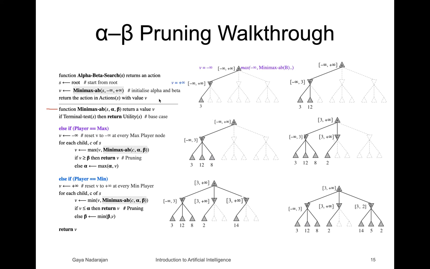Okay, so now we're at this level, and we just follow the algorithm. V is plus infinity. And now we're going to, in turn, look at every child of B, because this is depth first search. This is how depth first search works. So if you didn't get it the first time, you probably will get it now. So for each child C of S, V is now going to have the minimum of V, which is plus infinity, and the minimax of the first child.